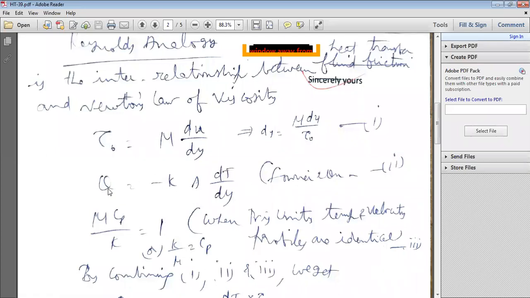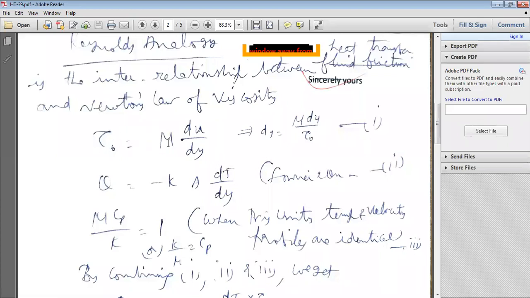So to have the relationship between heat transfer, that is the conduction equation and the convection equation, with Newton's law of viscosity, you can get one analogy. That analogy is known as Reynolds analogy. Reynolds analogy is the relationship between heat transfer, conduction and convection, and Newton's law of viscosity.